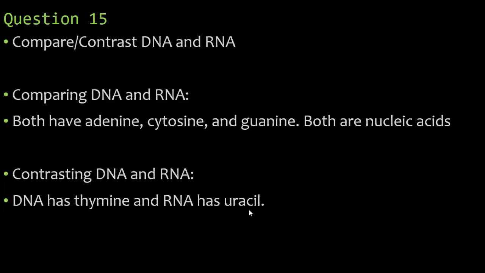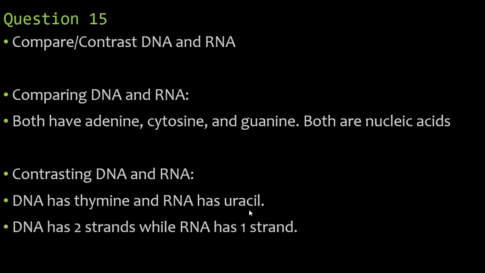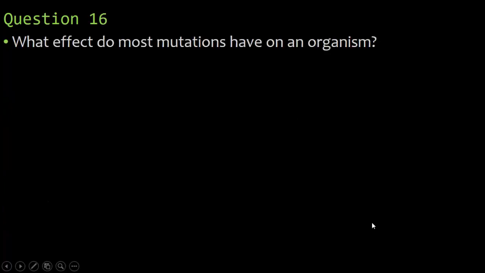They're also different in the number of strands they have. DNA has 2 strands, while RNA has 1 strand. One thing that is not listed here is also the sugar. DNA is deoxyribose. That's why it's called deoxyribonucleic acid. So the D is for deoxyribose. And then the sugar in RNA is simply ribose. That's why it's called RNA, ribonucleic acid. So the sugar in DNA is deoxyribose. The sugar in RNA is ribose, which is not listed here. So you might want to add that to your study guide.